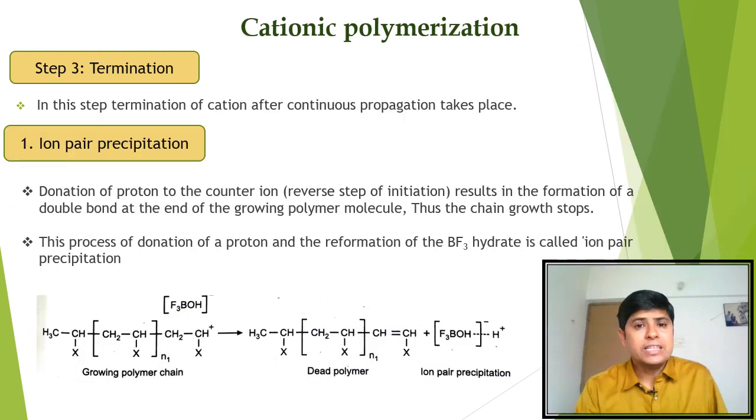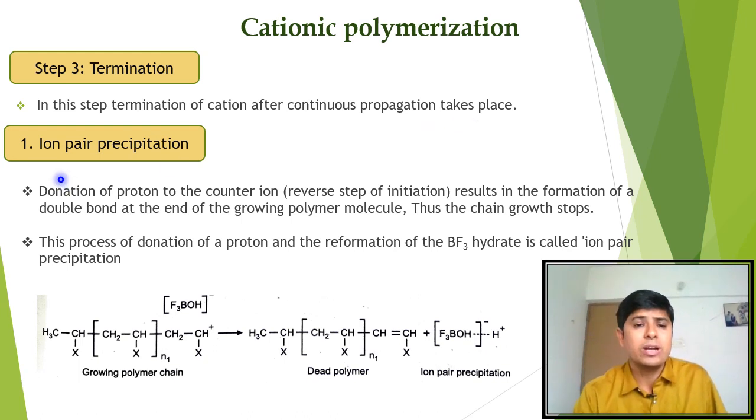Let's see, the next step in cationic polymerization is what? Termination. Okay, step 3 is termination. In this step, termination of the cation takes place after continuous propagation. So what are the ways by which chain termination takes place?